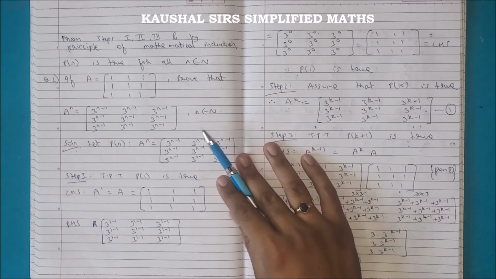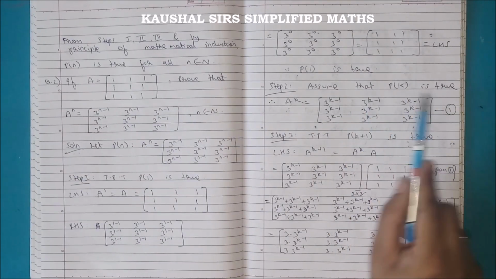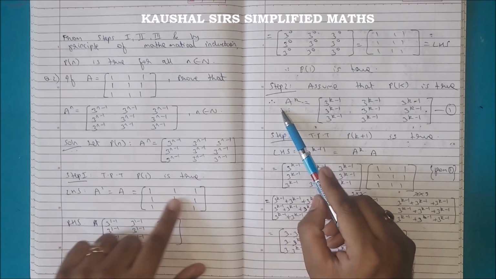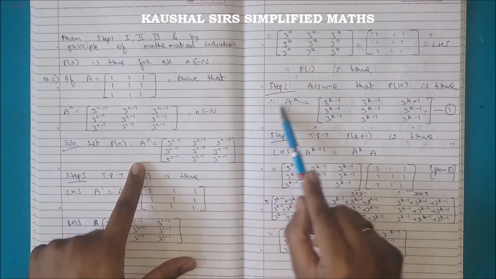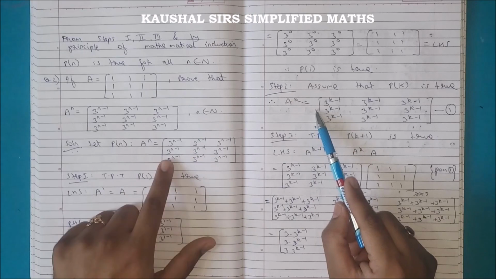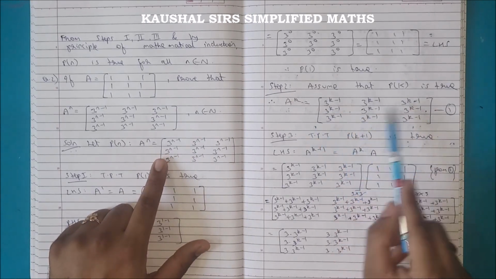In step number 2, what do we do is assume that P of k is true. तो जहाँ पे भी आपको n दिख रहा है वहाँ पे क्या पुट कर देंगे, k. तो you get a raised to k is equal to 3 raised to k minus 1 in all the 9 terms.